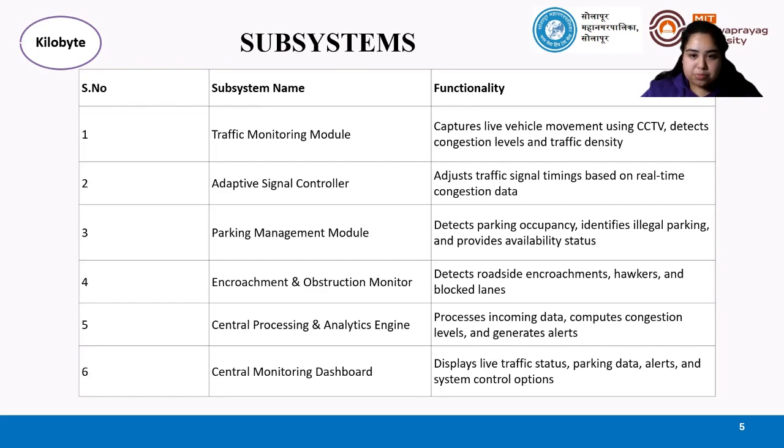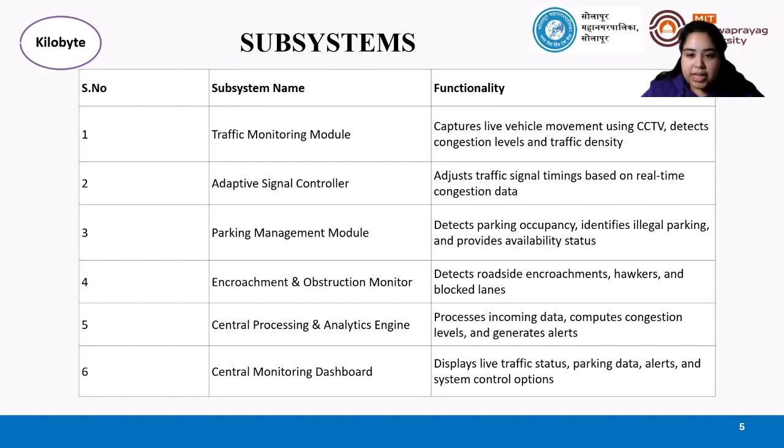The third one is the parking management module, where we detect the parking occupancy, identify all sorts of illegal parking, and provide the availability status of parking in the nearby areas. Now, the fourth one is the encroachment and obstruction monitor. It detects hawkers, illegally blocked lanes, and also roadside encroachment through the centralized monitoring system. Next one is the central processing and analytics engine.